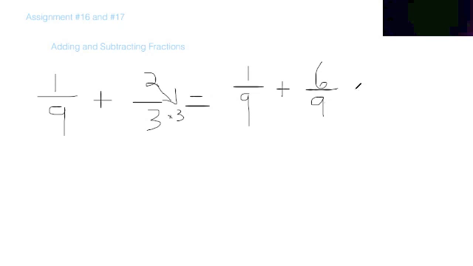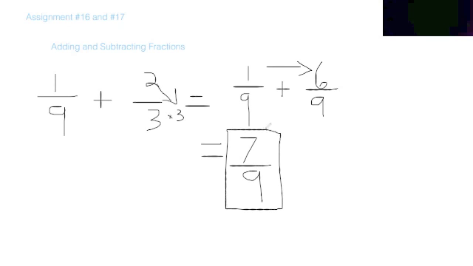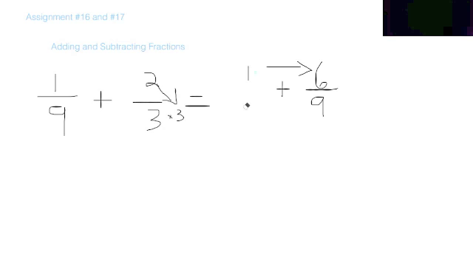Now, since the bottom numbers are the same, now it's easy. So the actual answer is going to be 9 on the bottom, and then 1 plus 6. So now you're just doing the top. 1 plus 6 is 7. So now the answer is 7 over 9. And then you have to ask yourself, can I simplify that further? In this case, no, you can't. You can't divide both by 2 or 3 or 4 or anything else. So that's your final answer right there. That's when the bottom numbers are not the same.